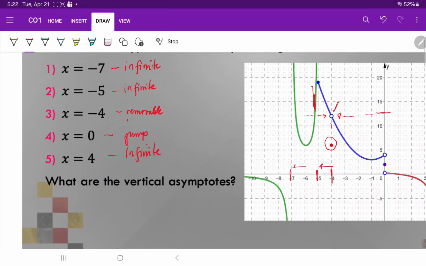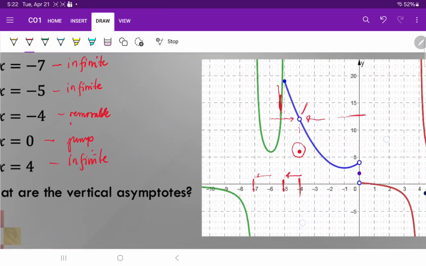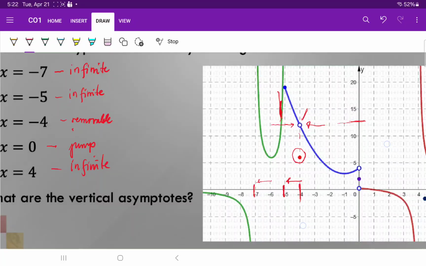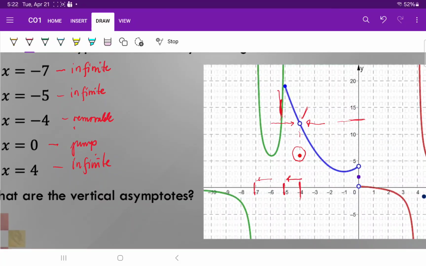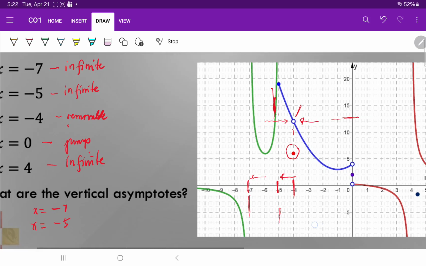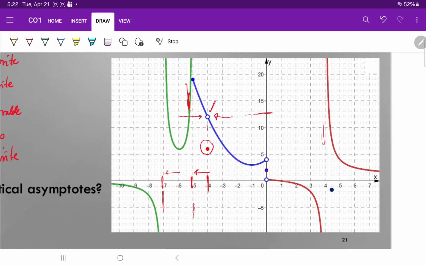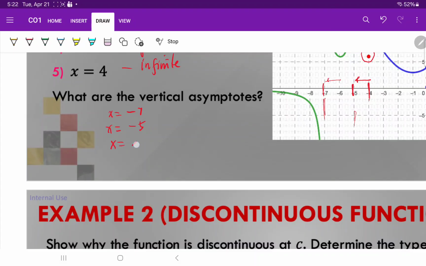Alright? And then, what are the vertical asymptotes here? What are our vertical asymptotes? You have x equals -7. The vertical asymptotes are x equals -7, this one here. This is a vertical asymptote. What else? x equals, this one still, -5. And we also have what? x equals 4, this one here. x equals 4. Okay?